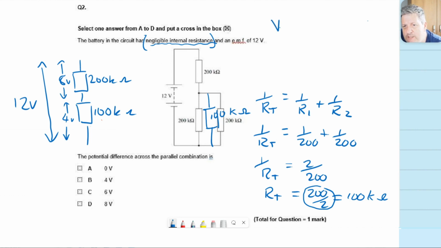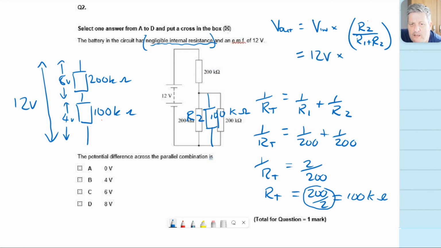So a slightly more formal way of doing that, if the values weren't quite so obvious, which they may not be, would be to use the equation V out equals V in multiplied by R2, which is the one that we want to find the PD across. We'll say it's the 100 there, over R1 plus R2, which is the total resistance of that series circuit. So V in is 12 volts multiplied by R2, which is 100k, over 100 plus 200. We don't need to worry about the k's because they will cancel out there. That's going to give us 100 over 300, which is a third. So it's going to be 12 volts multiplied by a third, which is 4 volts.